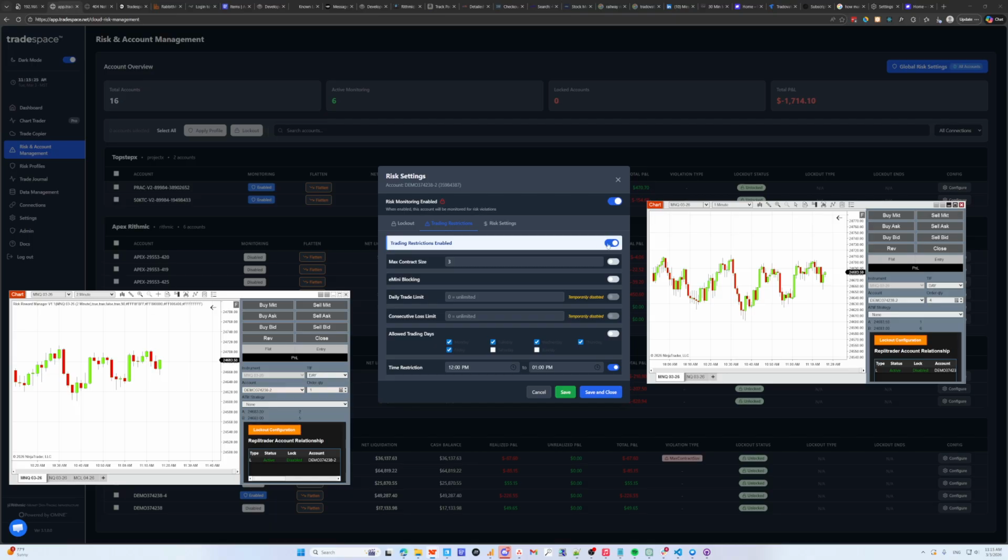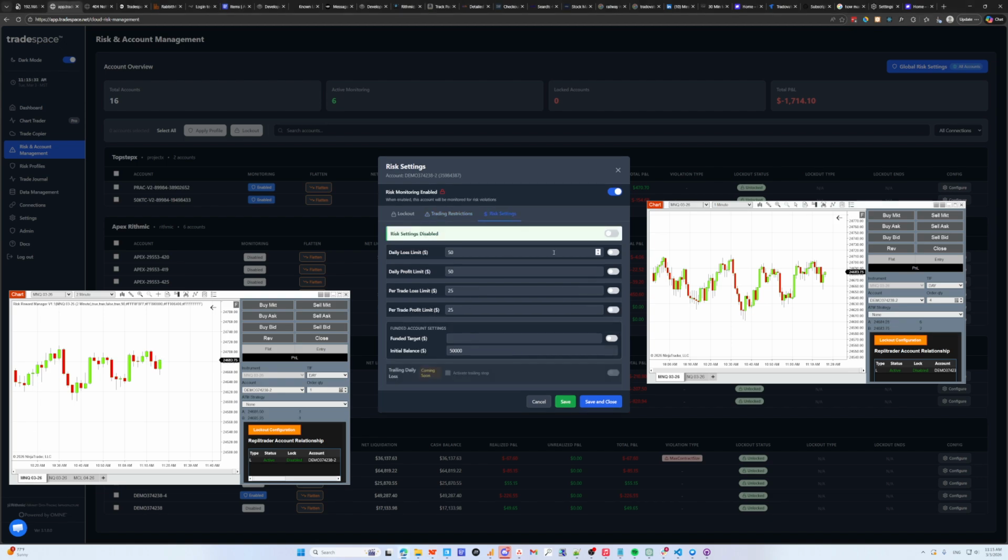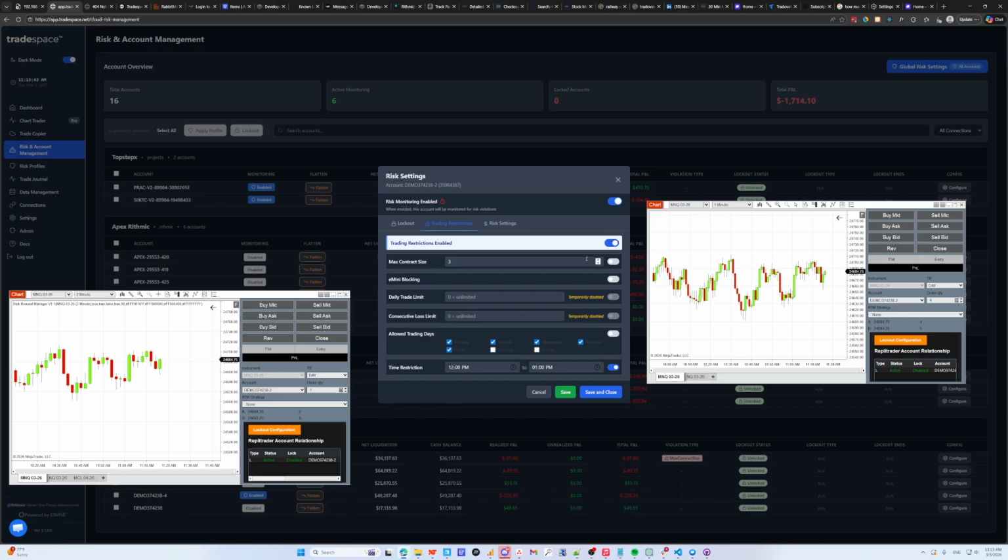So this is another toggle that must be enabled for your trading restrictions, or if it's a risk setting, this must be toggled on in addition to risk monitoring. So let's go over here to max contract size. We set that to 3. We'll submit a limit order of 4, and we can see that it's immediately canceled. Same with the position. Simple as that.